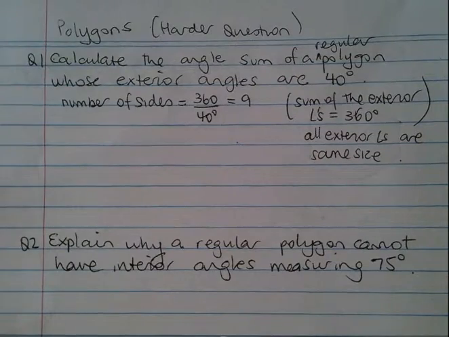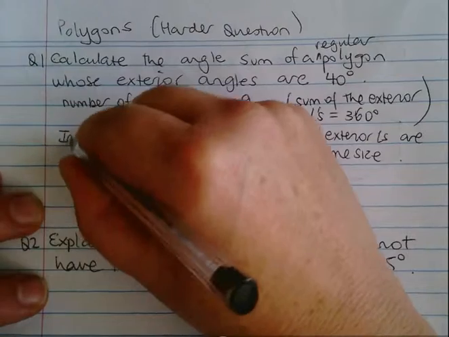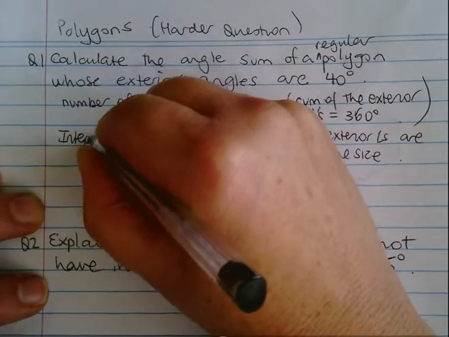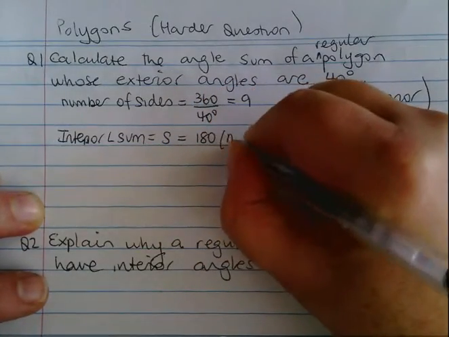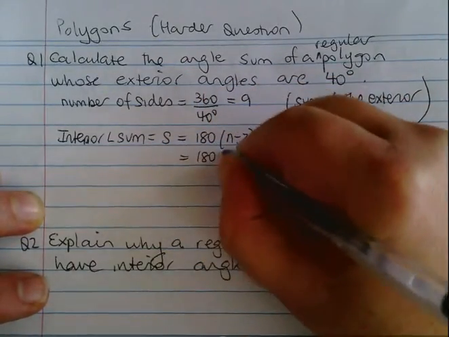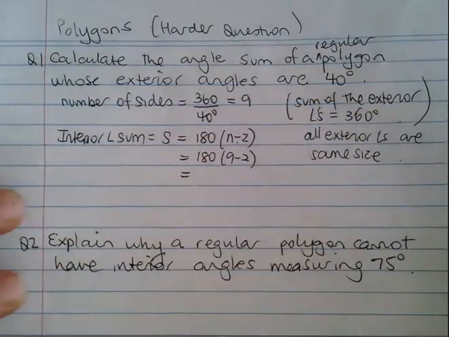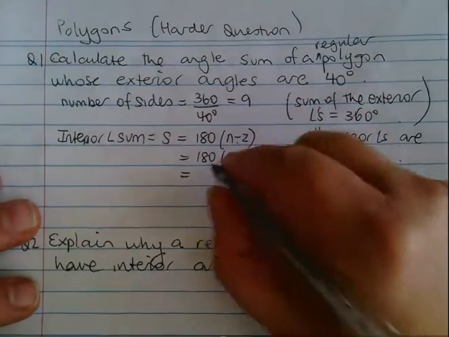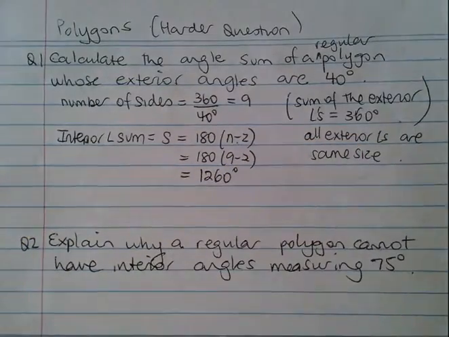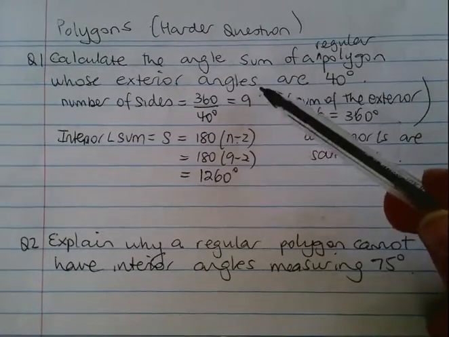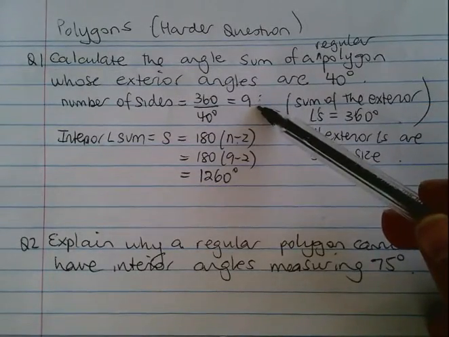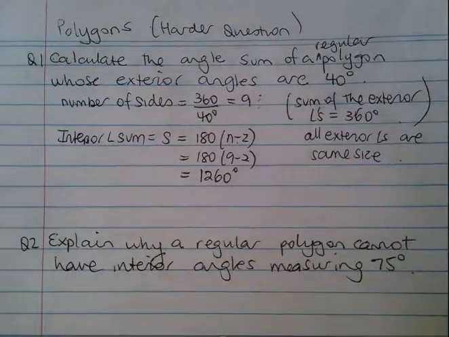I can now find my answer two different ways. I can now go the interior angle sum. The interior angle sum formula is S equals 180 times n minus 2, which is 180 times 9 minus 2. So it's 180 times 7, which is 1,260. There is another way, but once you know that there are 9 sides, just listening, if the exterior angle is 40 degrees, what's the interior angle?